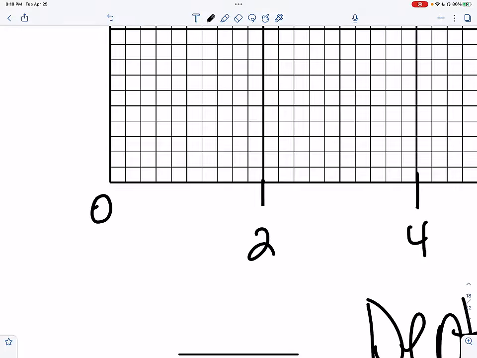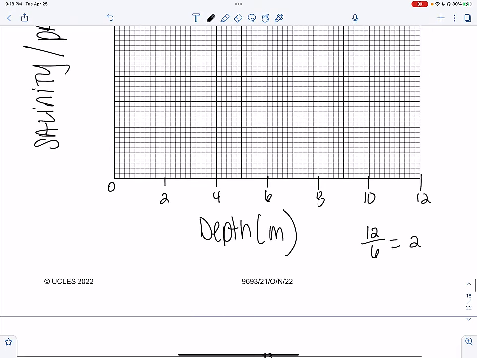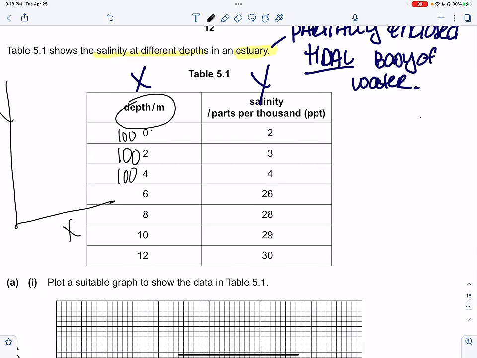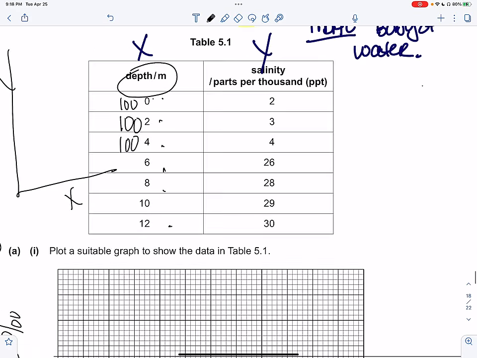And the next thing I'd like to do, because I want to make sure, even though in this situation it's not necessary, because my depths are these values every 2 meters.